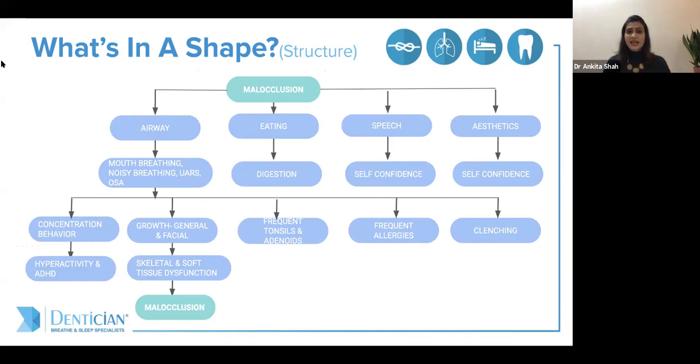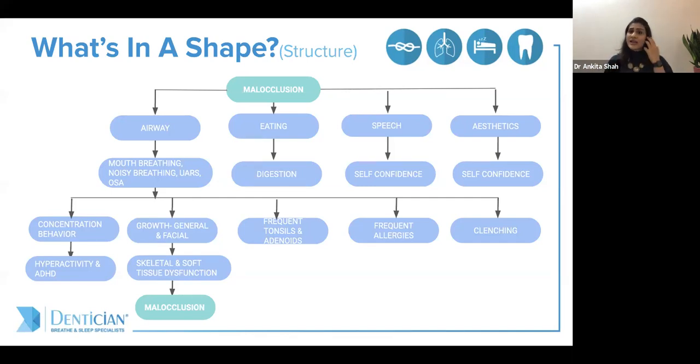Now, when it is affecting the airway, we need to understand how it's activating the spectrum of pediatric sleep disordered breathing. And when it is activating that, as we already saw, it is affecting your concentration and attention, which can result in hyperactivity and mimic ADHD. We saw that it is affecting the release of the growth hormone. So it's going to affect your general growth as well as the facial growth. So if it is affecting that, it is definitely causing a lot of skeletal and soft tissue dysfunction, which is again resulting in malocclusion. And this malocclusion is again causing a vicious circle of problems.